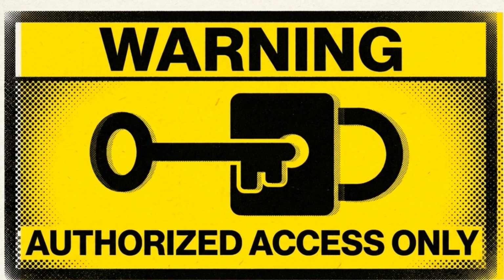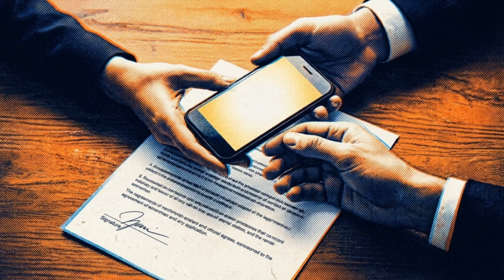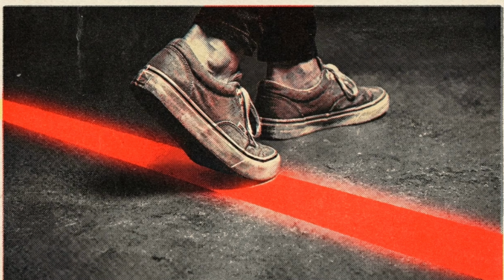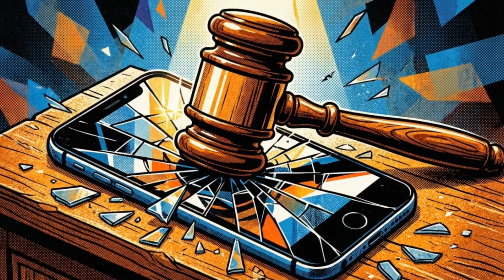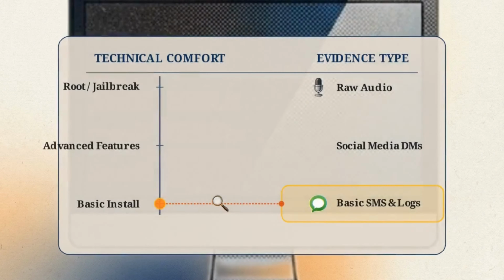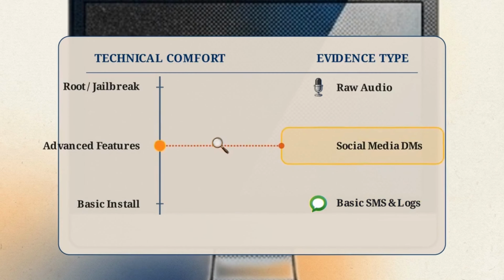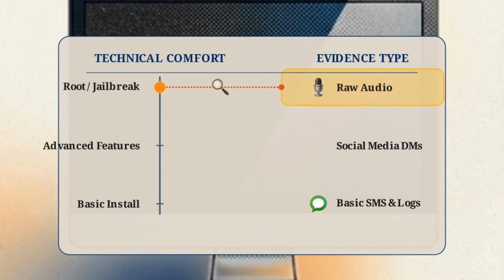Before looking at any software, we have to establish the absolute legal baseline. You need explicit consent and legal ownership of the device you want to monitor. Deploying these tools on a partner's phone without their knowledge crosses a hard line. It stops being a relationship issue and becomes a severe criminal liability in most jurisdictions. Choosing the right tool requires matching your technical comfort level to the specific type of evidence you need to uncover.